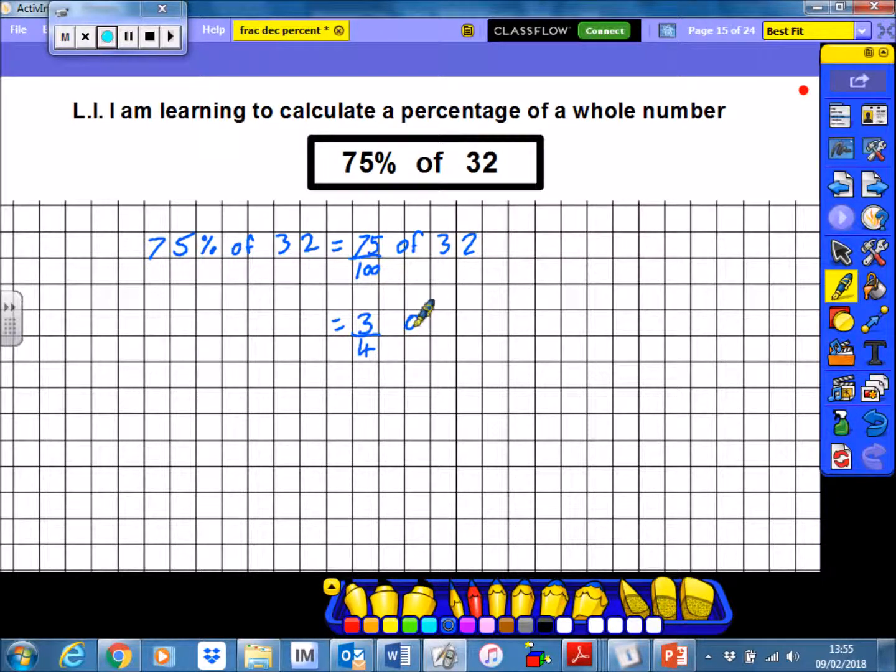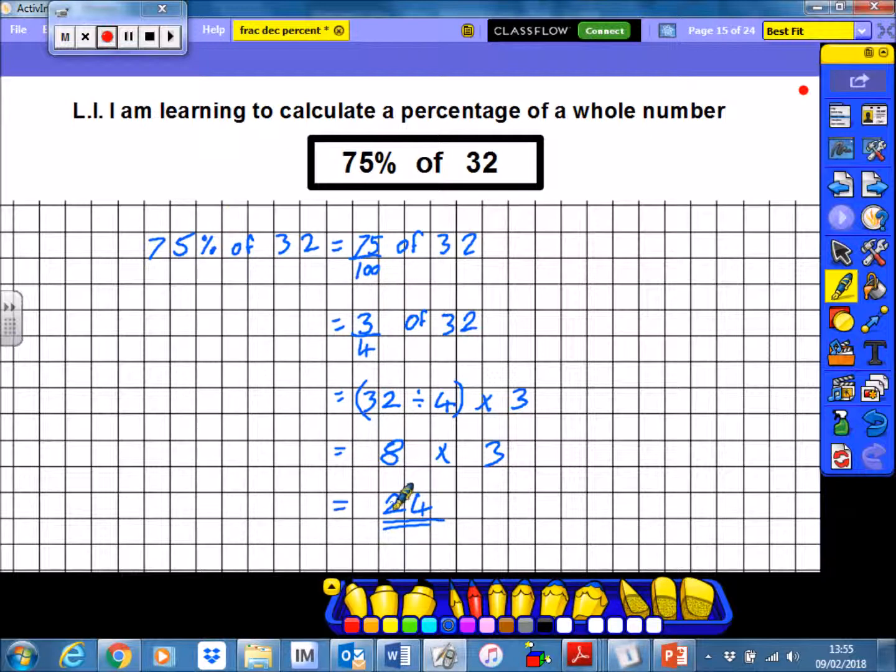So what I'm really being asked is, what's 3/4 of 32? Now, I'm going to break down my thinking a little bit more here. What I'm really being asked is 32 divided by 4, and then take my answer and times it by 3, because I divide by the bottom, which is what I'm doing here, dividing by 4, get my answer, and then times by the top, times by 3. So 32 divided by 4 is 8. But now I need to times that by 3. 8 times 3, 24. So 75% of 32 is 24.